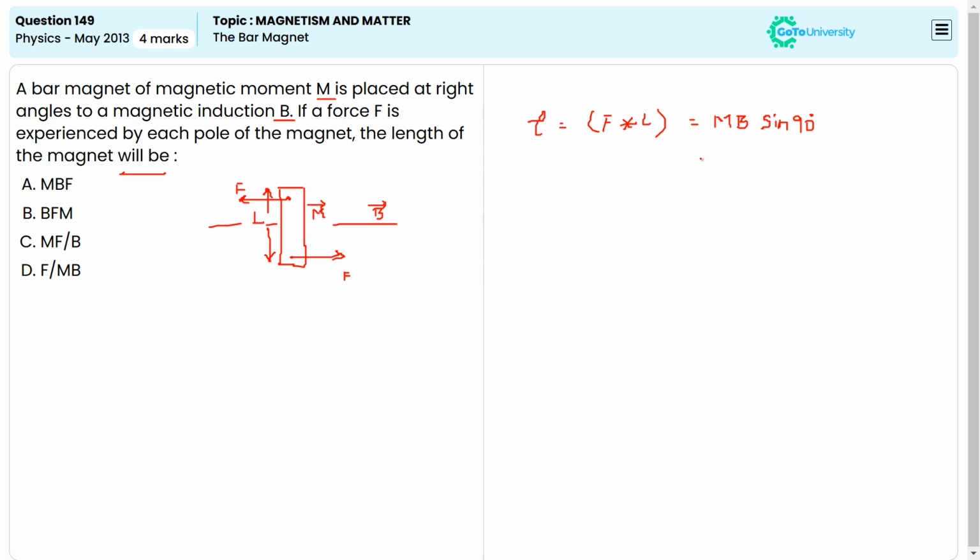Then we can write the length L is equal to MB divided by F, because the sine 90 value becomes 1. So the length is MB divided by F. The other options, such as F divided by MB, and FF divided by B, are not correct. I think they were given like this by mistake. This is MB upon F. Option A is the right answer here.